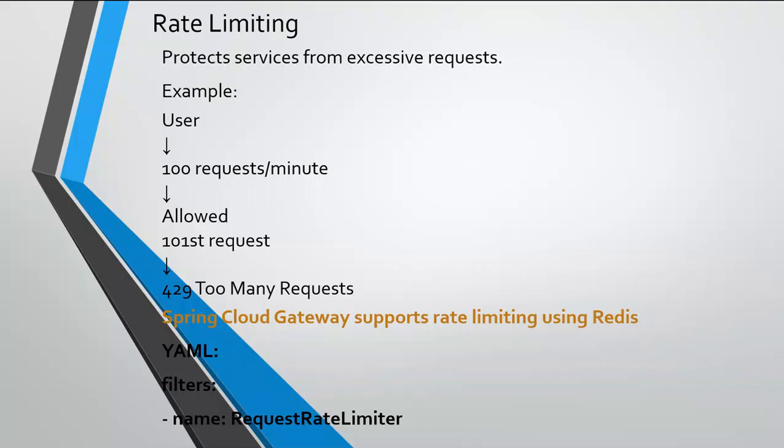A user requests 100 requests per minute. Allowed the first 10 requests, then 429 too many requests. Spring Cloud Gateway supports rate limiting using Redis. So the YAML configuration will be like this. We have mentioned that earlier, right? So the name will be mentioned here: request rate limiter.